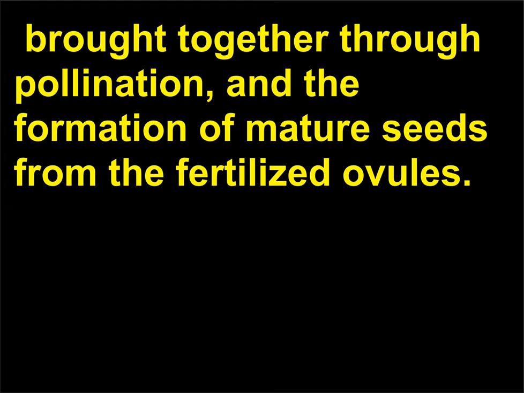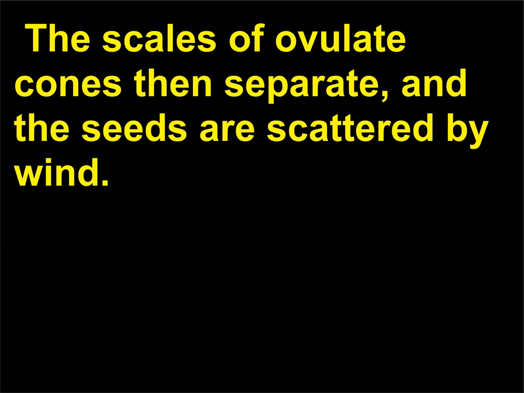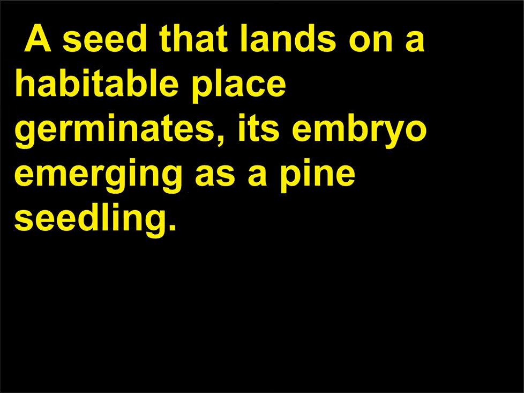Brought together through pollination, and the formation of mature seeds from the fertilized ovules. The scales of ovulate cones then separate, and the seeds are scattered by wind. A seed that lands on a habitable place germinates, its embryo emerging as a pine seedling.